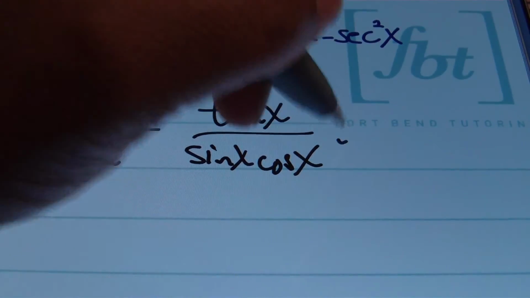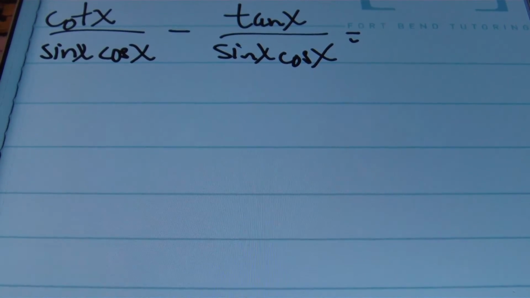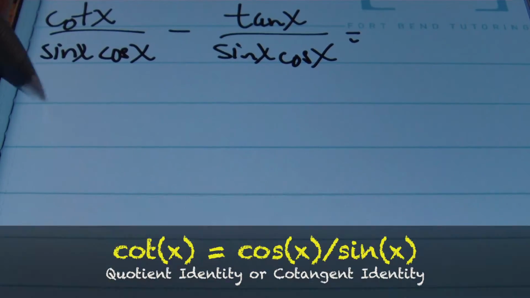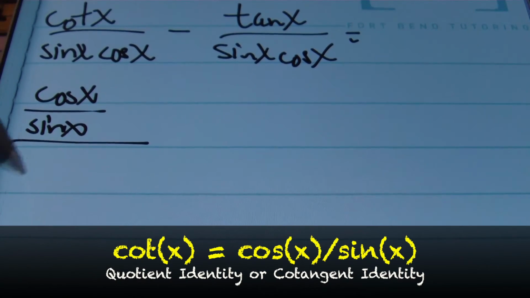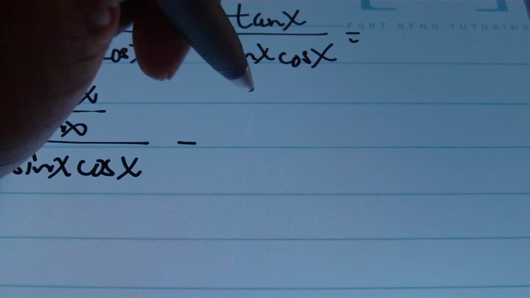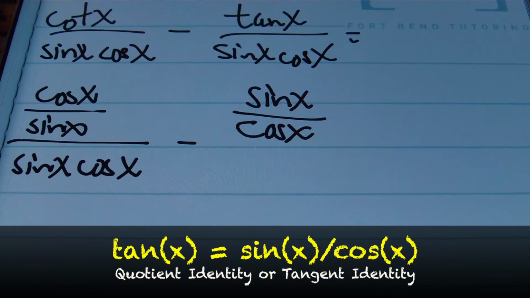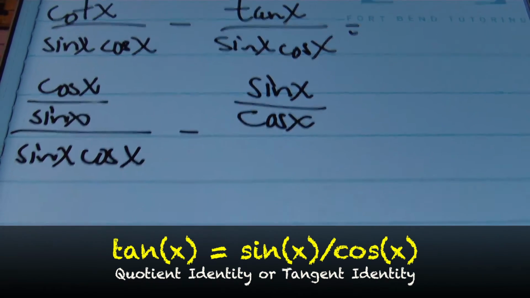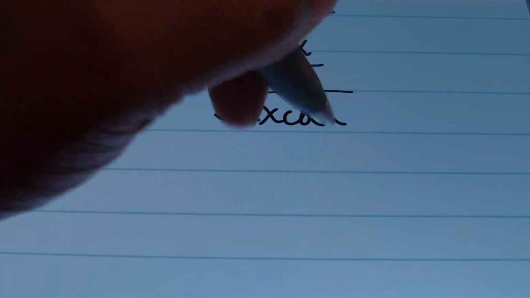From here, we're going to rewrite everything in terms of sine and cosine. So that cotangent x using the quotient identity becomes cosine x divided by sine x all over sine x cosine x. Minus sine x divided by cosine x, that's me changing that tan x using the quotient identity into sine x divided by cosine x, which is all over sine x times cosine x.